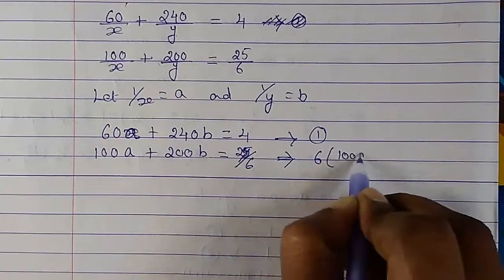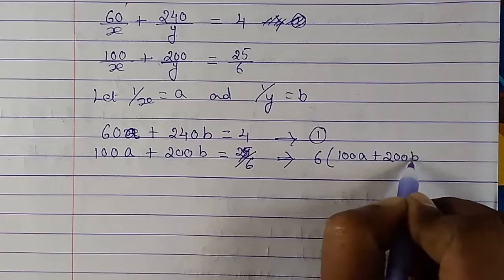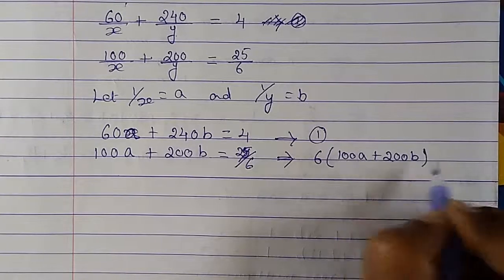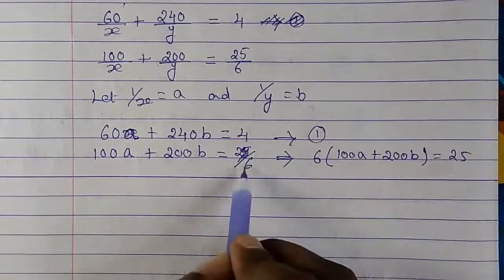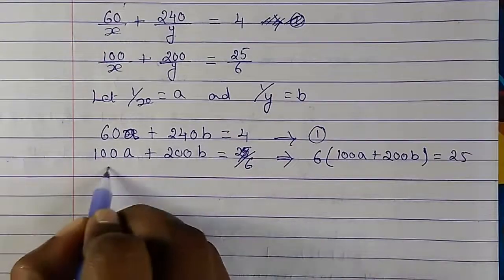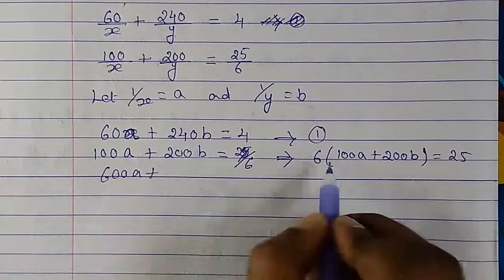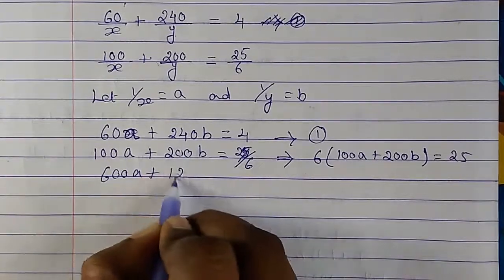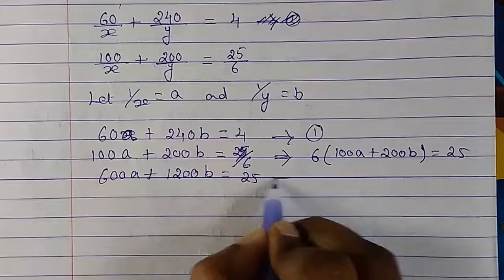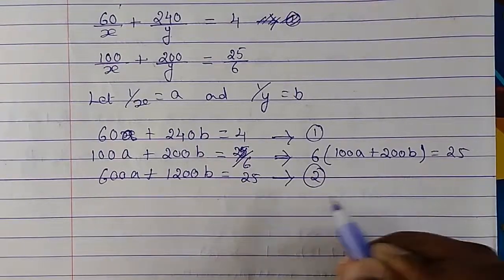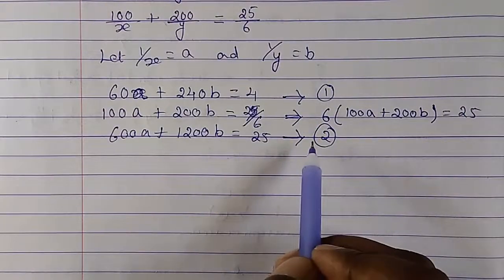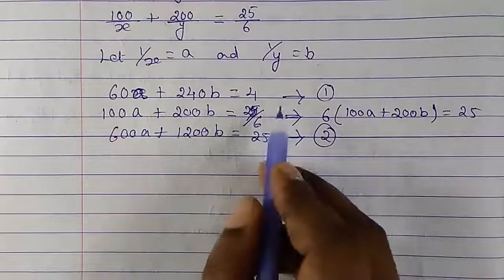So we will have 100a plus 200b equal to 25. We have brought the 6 to this side, so when you multiply, we will get 600a plus 6 twos are 1200b equal to 25. Let this be our equation 2. So we have equation 1 and equation 2. Two equations we have. Now let's use any method to find the solution.